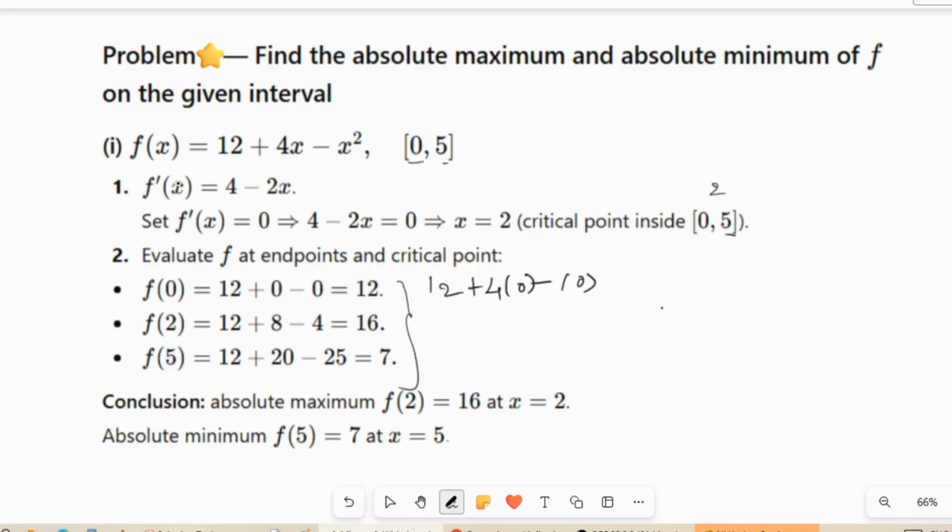Among these three values, we have to find the absolute maximum and absolute minimum. The absolute maximum is 16, that is f of 2, at x equal to 2. And the absolute minimum is the minimum value 7, that is f of 5, at x equal to 5.